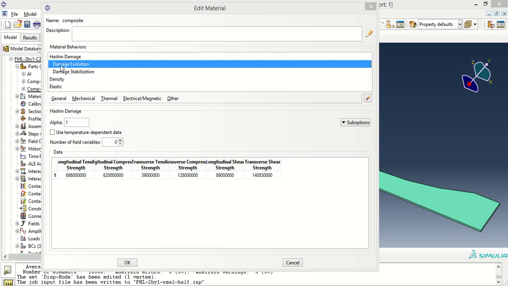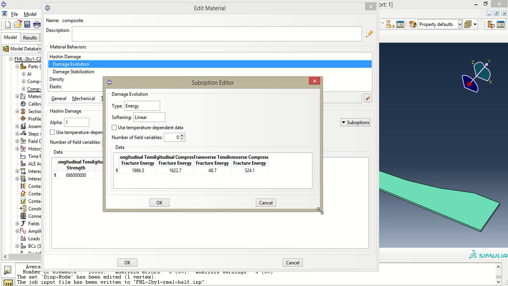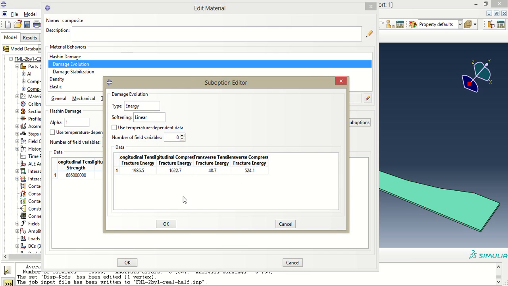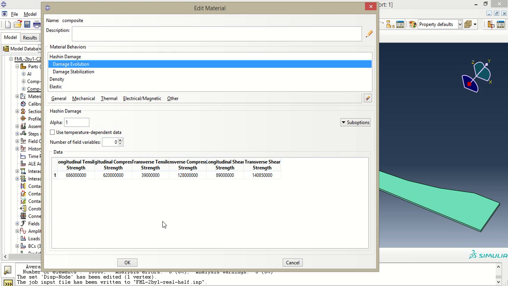And damage evolution again requires energy, and it tells the program when to fail the particular mode. That means longitudinal tensile fracture energy: when the fiber is loaded in the longitudinal direction, this is the amount of fracture energy, the area under the load displacement curve. This is in compression, this is again in tension but in the other direction, and this is in compression again in the other direction. So all this you need to obtain.